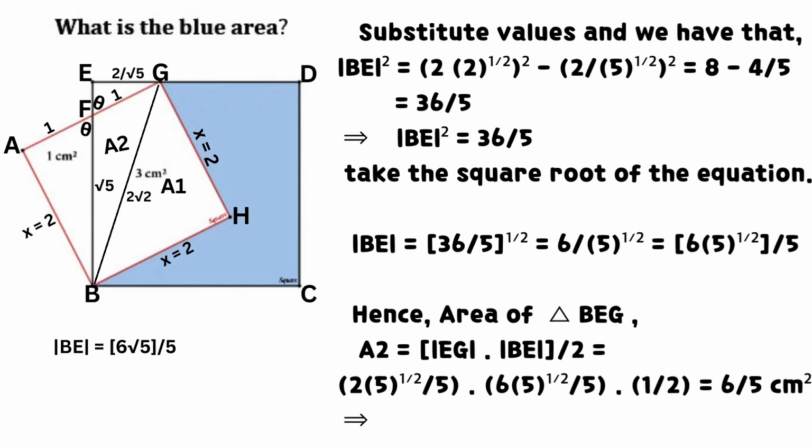Hence, area of triangle BEG, that is, A2 equals half the product of line EG and line BE, which equals 6 divided by 5 in square centimeters, after substitution and simplification of values.